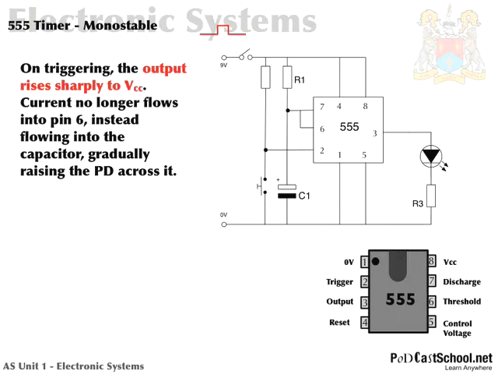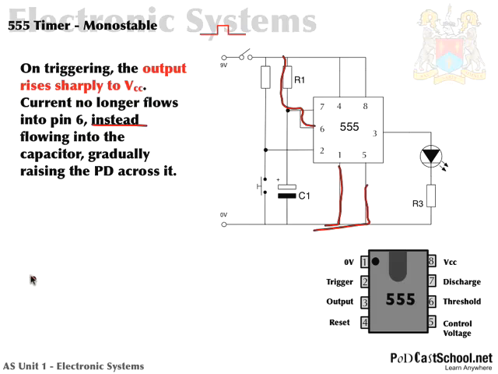I've said there that on triggering, the output rises sharply to VCC. We've seen that already. And current no longer flows into pin 6. So you remember just earlier I said that current flowed through R1 and into pin 6, and then somehow internally to the chip made its way down to ground. Okay, that no longer happens.